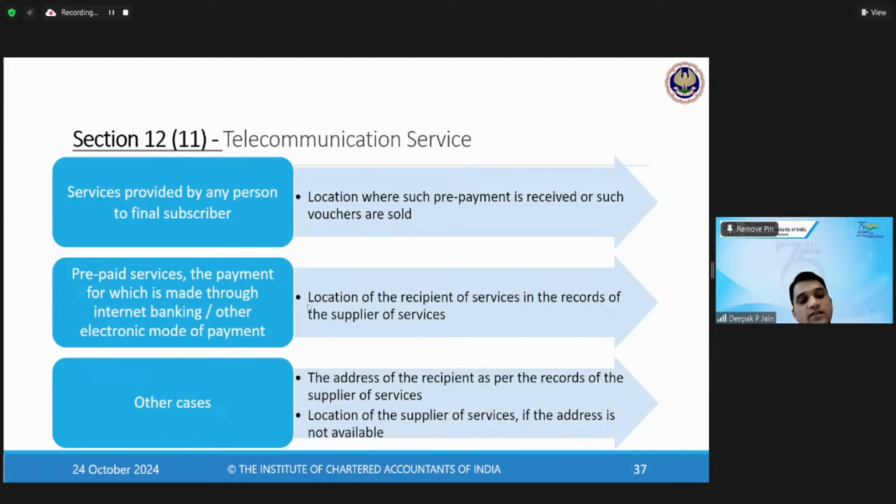Who is the supplier in this case? In case of electronic recharges or mobile recharge, the supplier is the mobile company itself. The payment gateway is happening through either Paytm or PhonePe or Google Pay. They are only facilitating the payment. The supplier will be the original company itself, because they are the one who is supplying it directly to you.